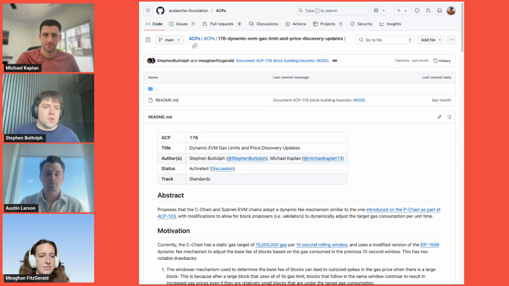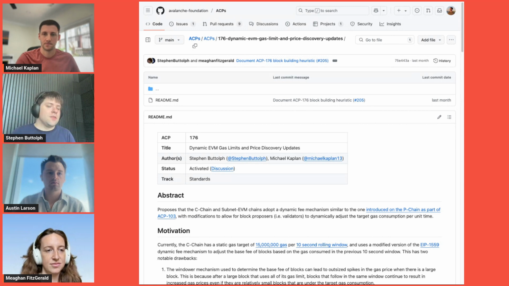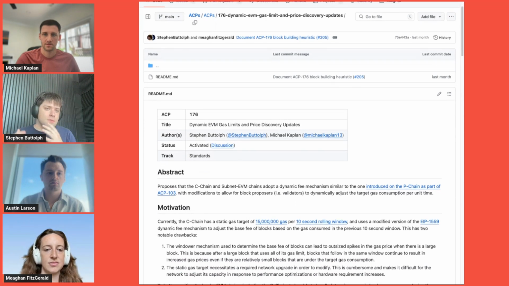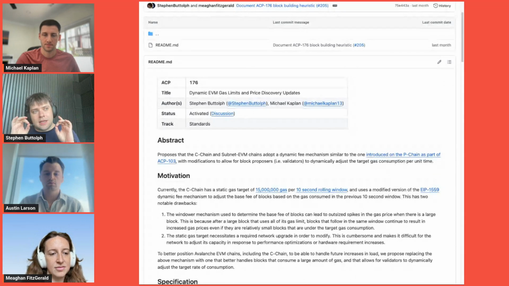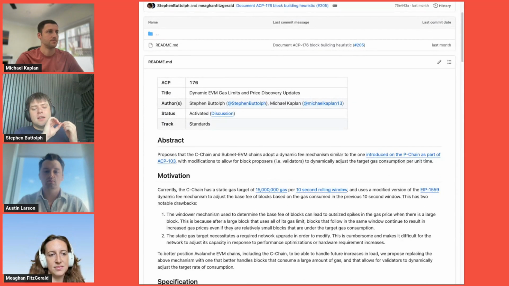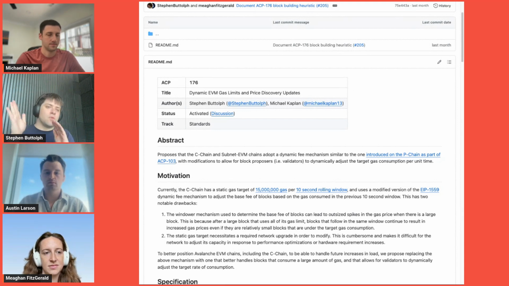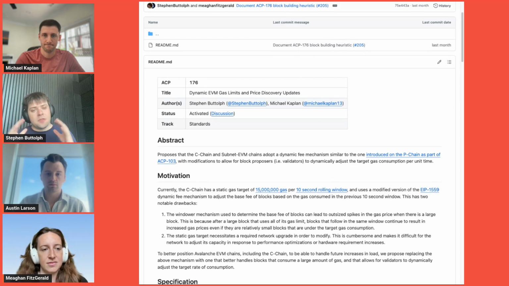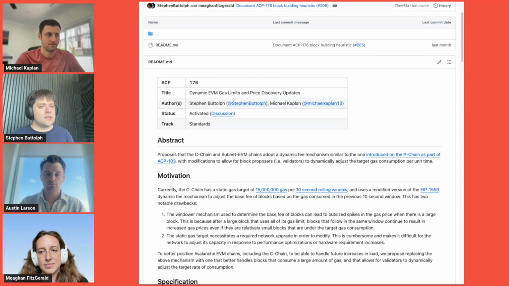So 176 targeted improving the fee dynamics for the C chain by more concisely, and I would say mathematically, describing the price increases, the price decreases, the rate at which those changes happen, and things like that. So from that perspective, I was very excited about 176.